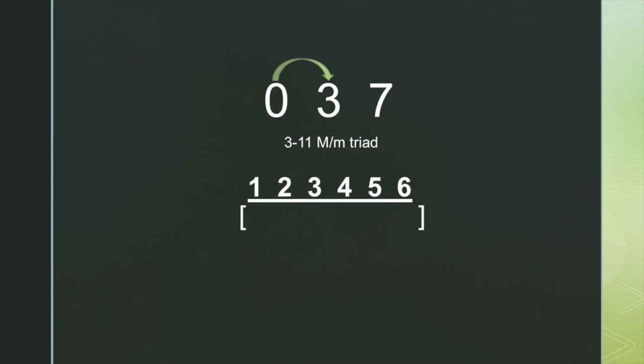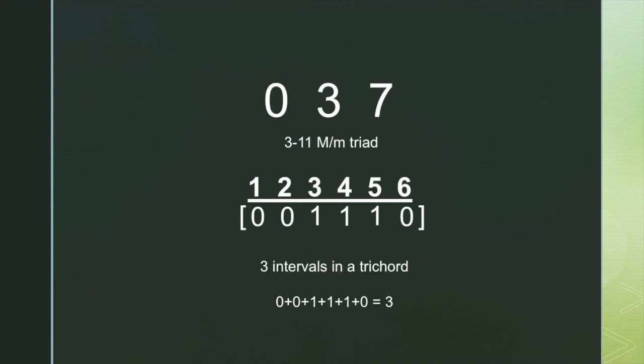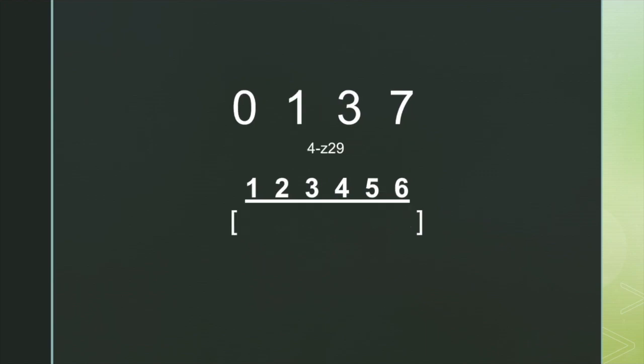From 0 to 3 is IC3, so I'll put a 1 in the 3 position of my vector. 0 to 7 is IC5. Those are the only intervals from 0, so I'll move over to pitch class 3. From 3 to 7 is interval class 4. Those are the only 3 intervals in this set, so I'll fill in the rest of the spaces with zeros. As a check step, we can make sure that our interval class vector sums to 3, since there are 3 intervals in a trichord. Next, let's try tetrachord 0, 1, 3, 7.